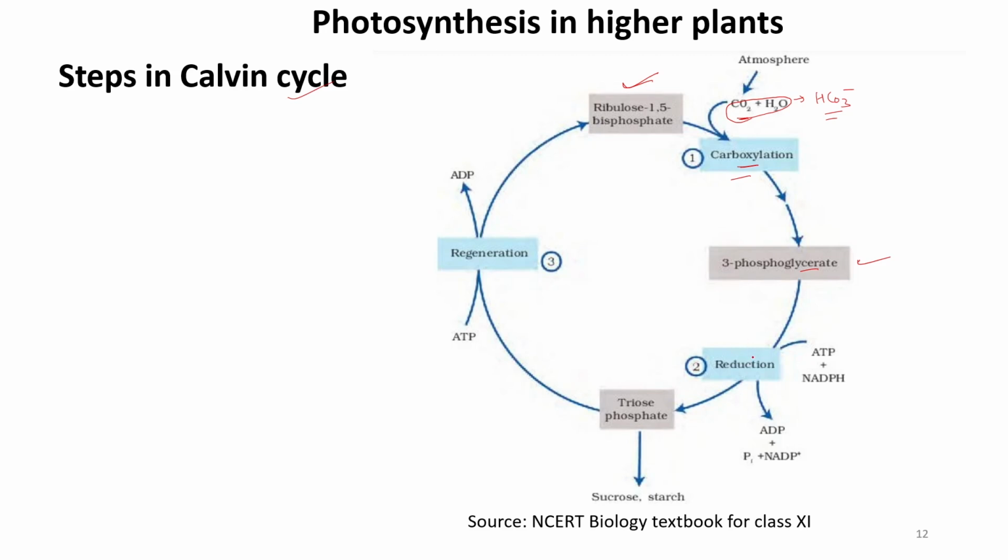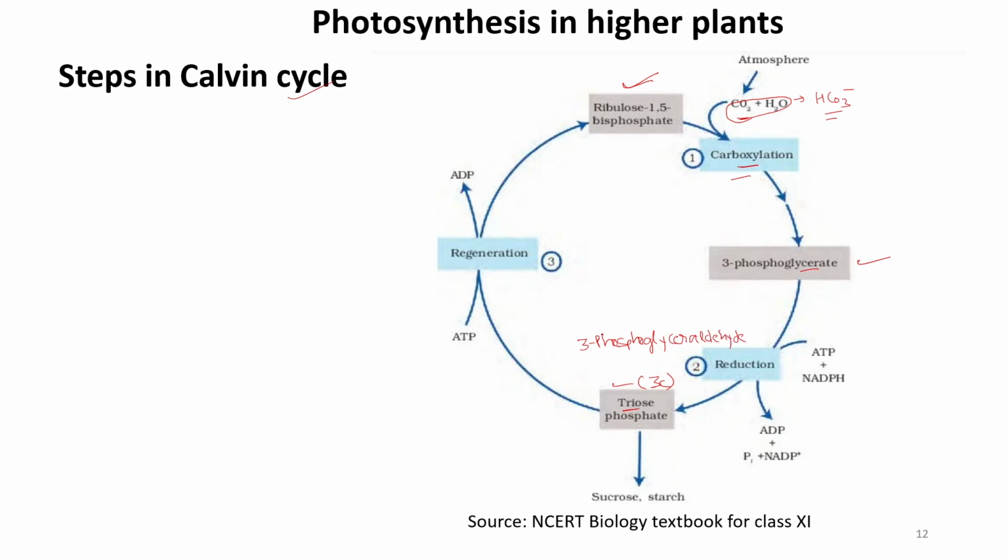Okay, and then we have the reduction phase. Reduction phase, what happens? Ultimately, 3-phosphoglyceraldehyde is produced. Okay, triose phosphate they are writing. Triose phosphate means an organic compound which contains 3 carbons. Okay, triose means 3 carbon. So after the reduction phase, we know what is produced: 3-phosphoglyceraldehyde was produced at the end of the reduction phase.